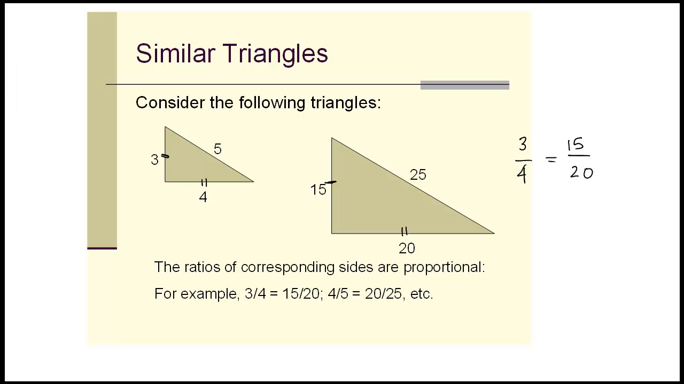You can set it up by taking any two sides of a triangle and comparing them to any other two sides of a triangle. For example, I could have said 25 over 5, because I'm comparing the longest side of each triangle, and I could set it equal to 20 over 4, and they should equal each other.